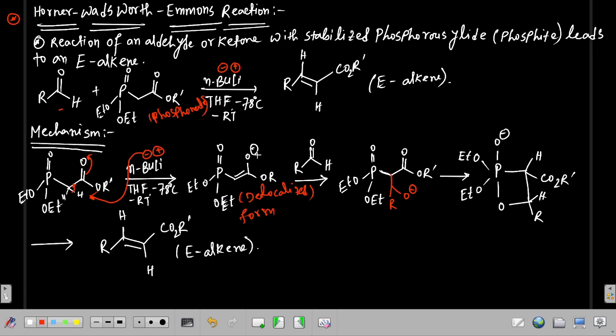Next step will be this negative, this anion will shift here, and this bond will attack on this bond, will make an anion, and it will attack on this carbonyl carbon, and it will form a tetrahedral intermediate of this carbonyl carbon.